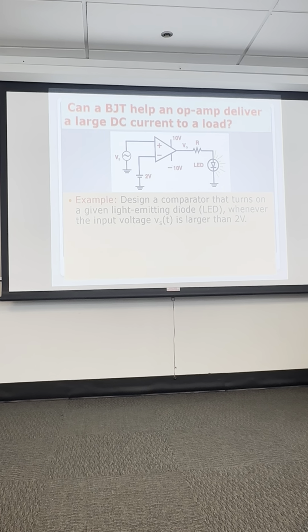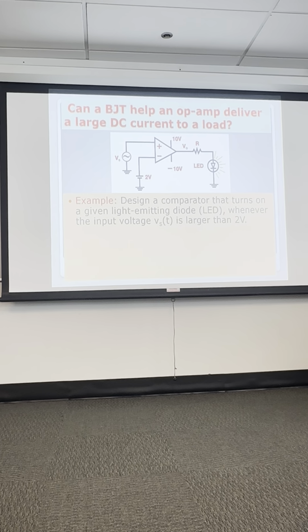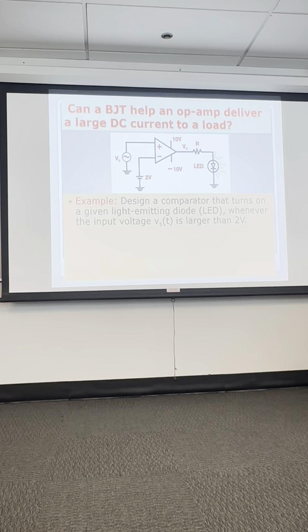So we arbitrarily picked some batteries here, 10 volts and minus 10 volts, and the comparator is an op amp. We want the LED to turn on when the input voltage is larger than 2 volts, which means when the input is larger than 2 volts, what should the output be? The output should be 10 volts.